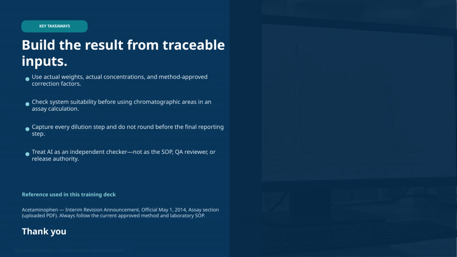Also, recognize that artificial intelligence tools can serve as independent checkers, but should never replace the official SOP, quality assurance reviews, or final release authority. Finally, remember to reference your sources. This training included guidelines from the acetaminophen revision announcement from 2014. Always follow the current approved method and laboratory SOP.